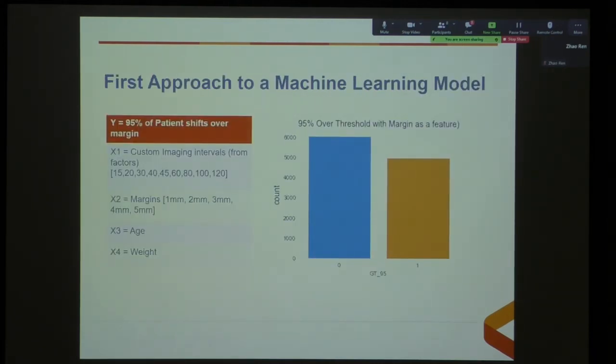The first machine learning model I made had the target variable of patients' time 95% being over or under a threshold. These are the initial... You're right, Keaton. Okay. This took 4 target variables, so the customized imaging frequencies that I had made, margins, I've tried 5 different margins, the age and the weight, and I got a really reasonably nice balanced binary variable for that.